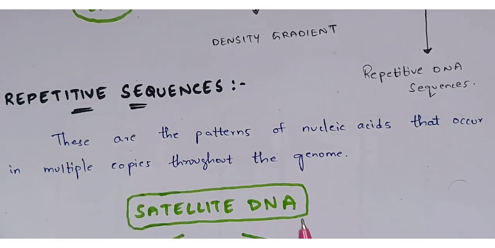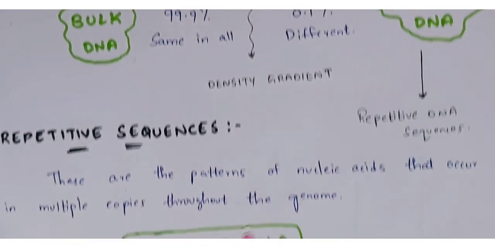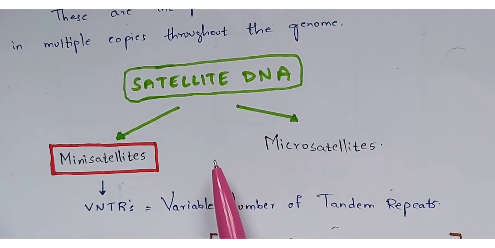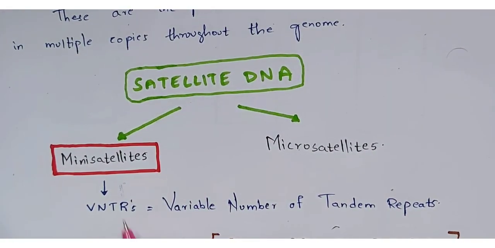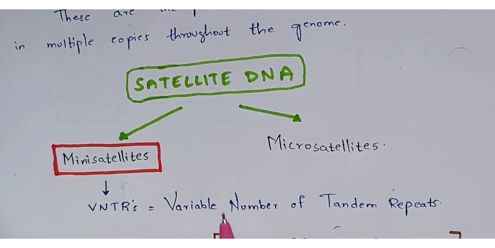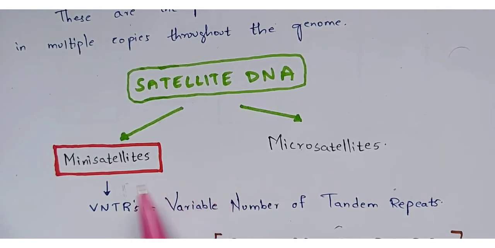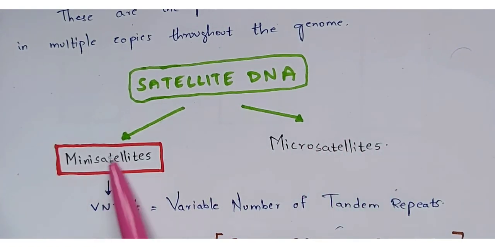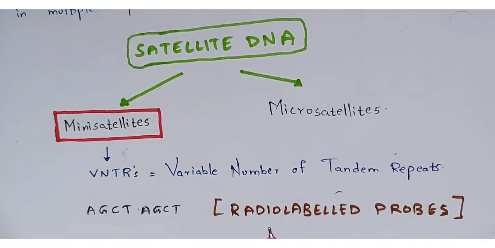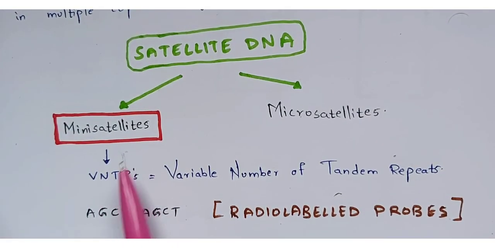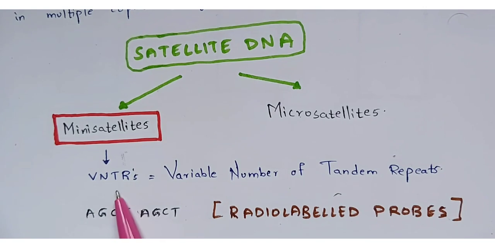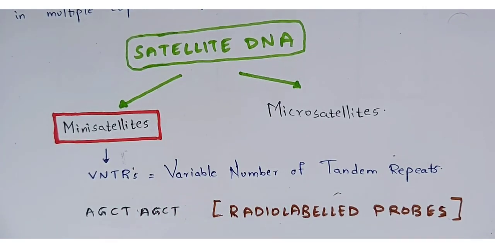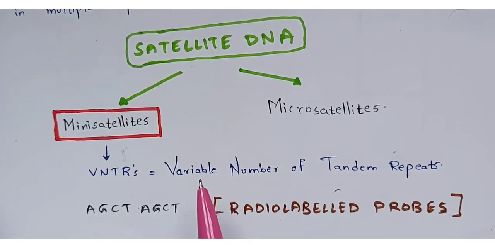Coming to satellite DNA, it will be of two types. They are minisatellites and microsatellites. If you keep microsatellites aside, minisatellites are highly important to perform the technique of DNA fingerprinting. These minisatellites will be used in the form of VNTRs. So what are these VNTRs? Variable number of tandem repeats. Here the name itself indicates it: variable number of tandem repeats.